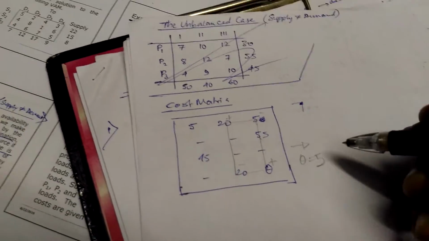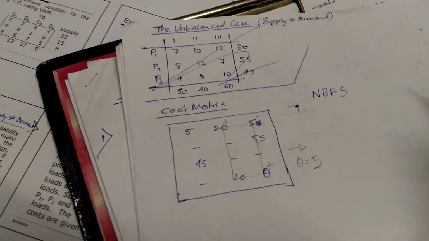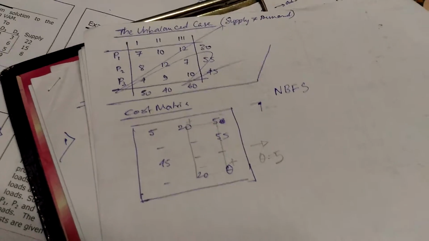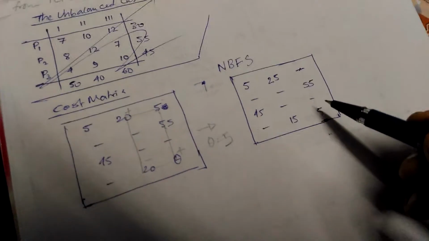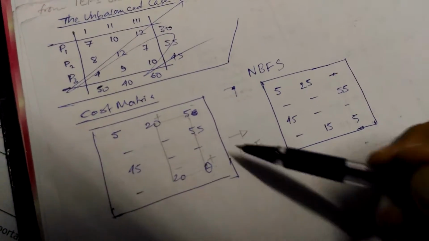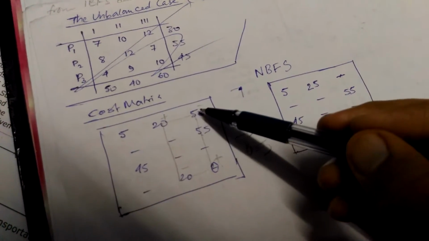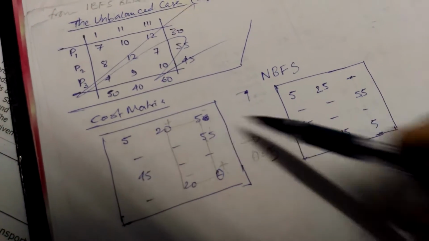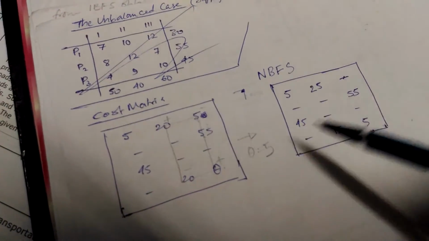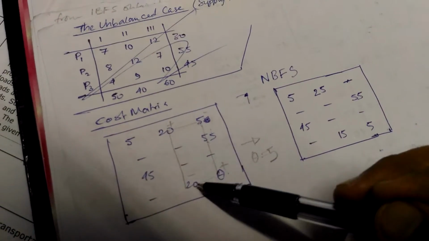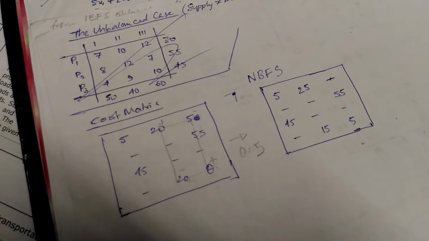So since theta equals 5, the next table is the new basic feasible solution. So the new basic feasible solution becomes, here theta plus 5 equals 5. This is a turning point, so again we have to operate: 5 minus theta, so 5 minus 5 is 0, so we put a dash here. Again 20 plus theta, theta is 5, so 25, and 20 minus theta, so 15. So this is our new feasible solution.